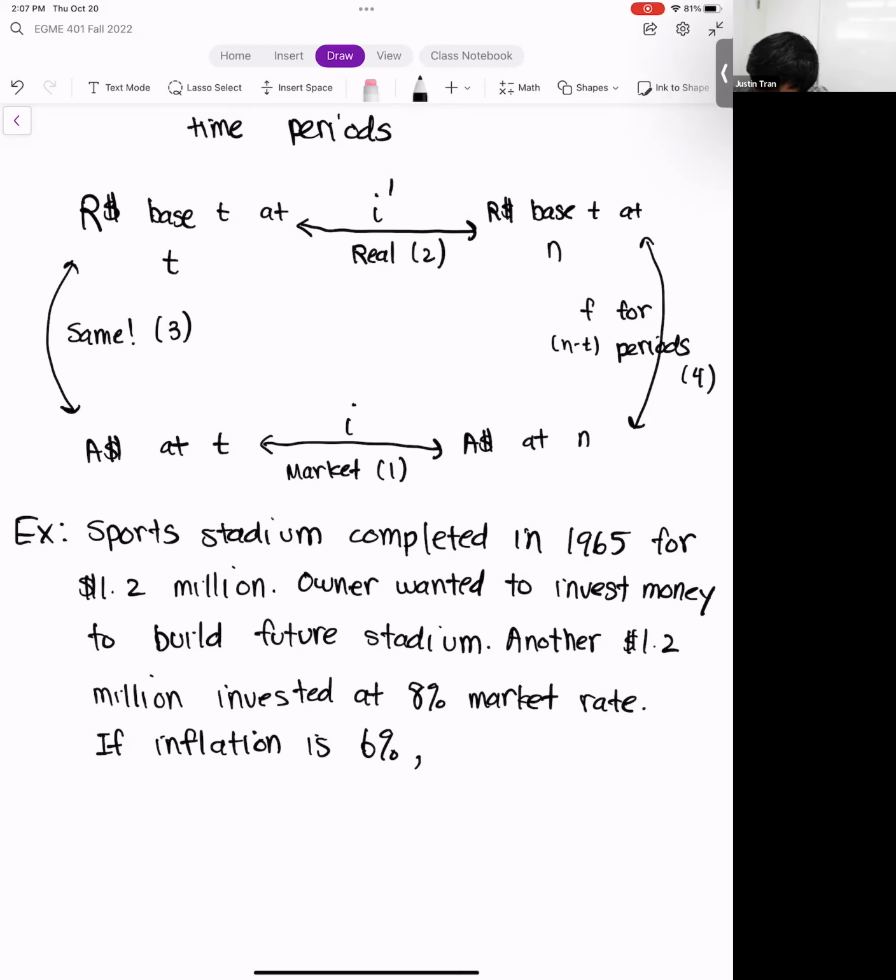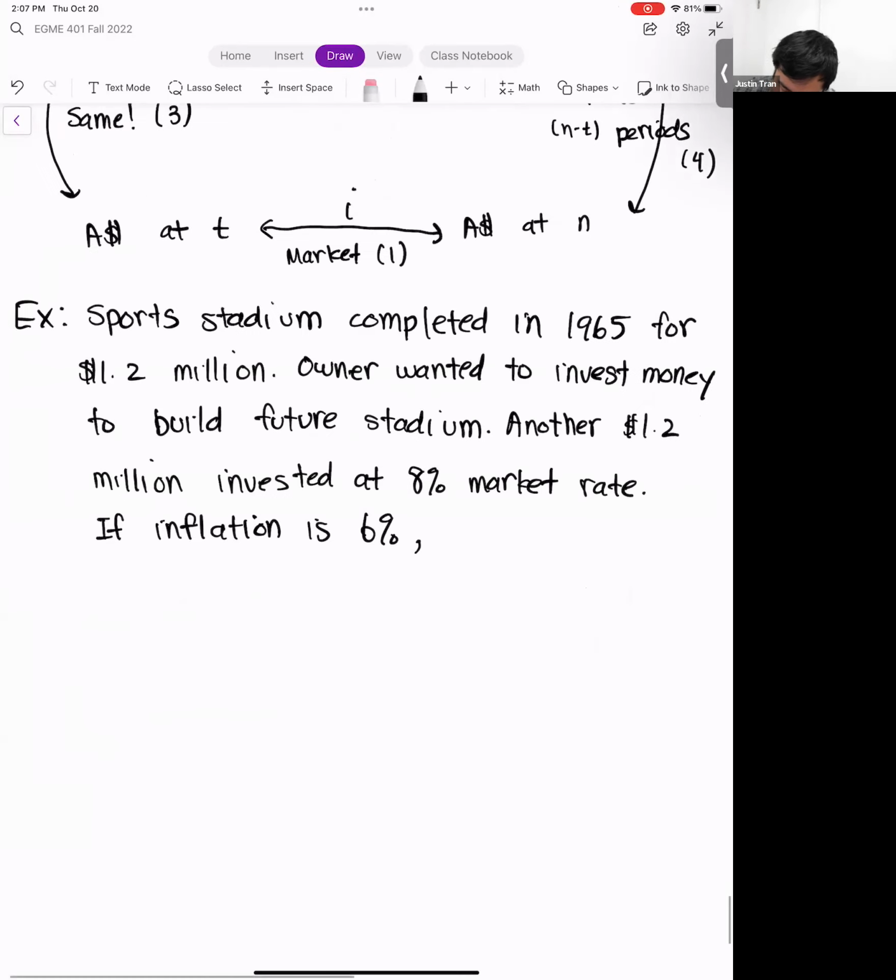Let's do the following. So this problem has already given us the market rate and it's given us the inflation rate. And so we can use this to compute the real interest rate. And what we'll do too is that we're going to characterize that $1.2 million investment in terms of actual dollars and real dollars. And so we're basically going to describe what that $1.2 million investment is going to be like.